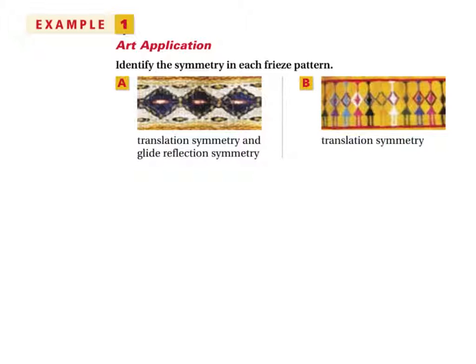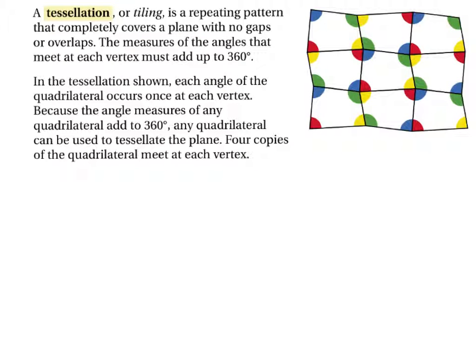B is translation symmetry. Now, a tessellation, otherwise called tiling, is repeating a pattern that completely covers a plane with no gaps or overlaps. The measures of the angles that meet at each vertex must add up to 360. That's important. Each vertex, for example, you can see the colors here. The red plus the blue, the green, and the yellow make almost like a circle. It's a 360-degree measure after you add up all the angles.